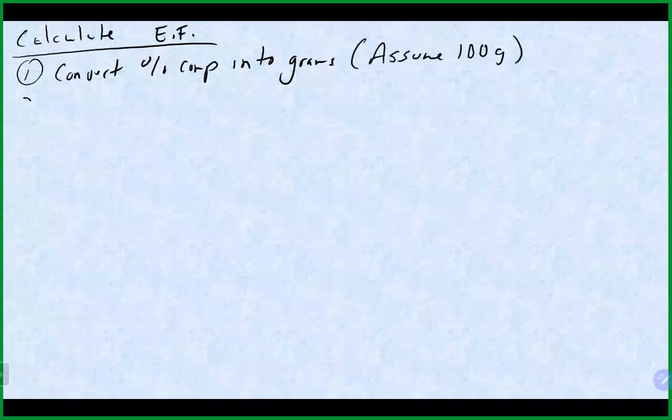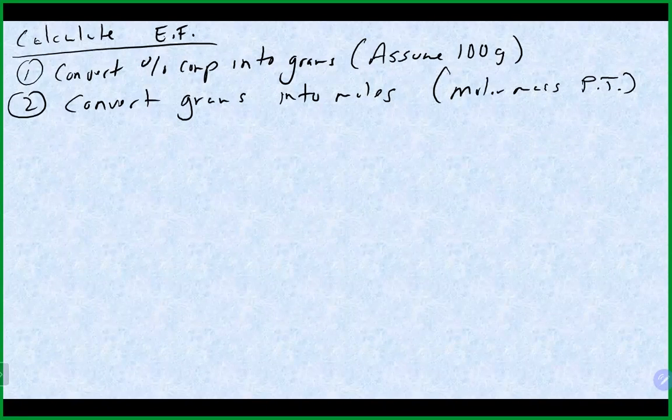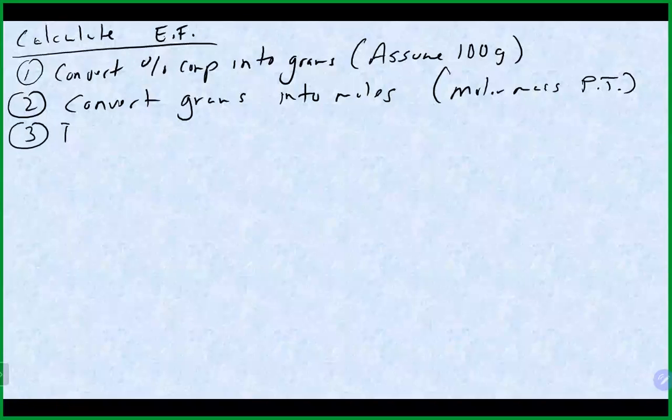The next thing that you want to do is convert all your grams into moles. And as we've been talking about, it is the molar mass from the periodic table that we use to do that. So we're going to use the molar mass from the periodic table as a conversion factor to convert grams into moles. Now, once you do this, you will have the moles of all the elements that are there. And what you then want to do is divide all the moles by the smallest number of moles.